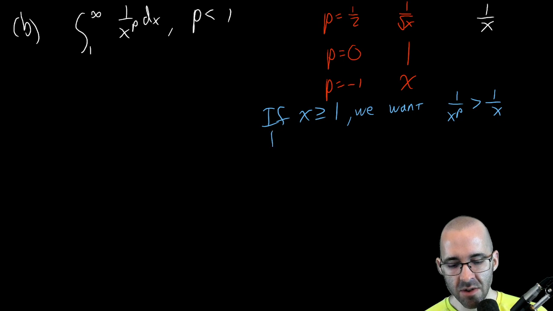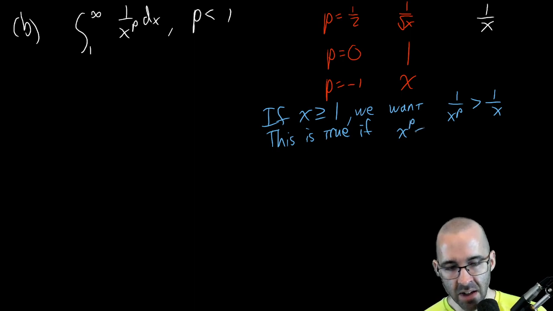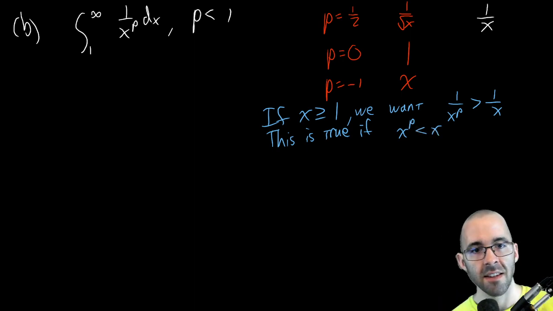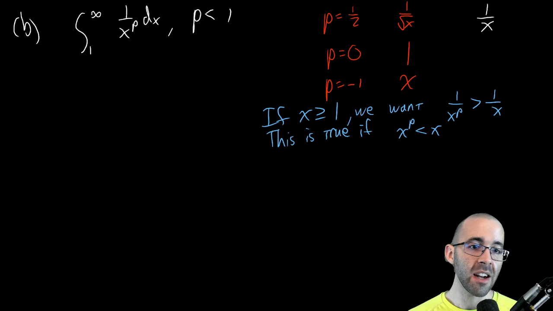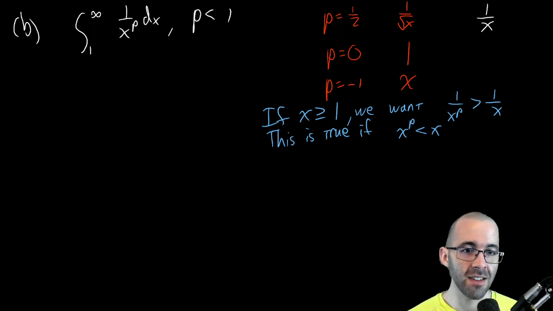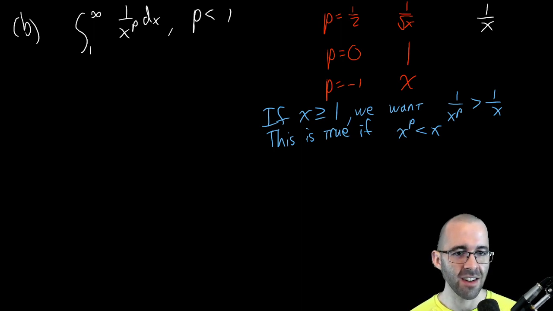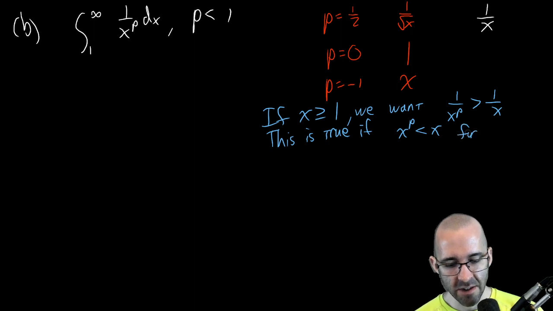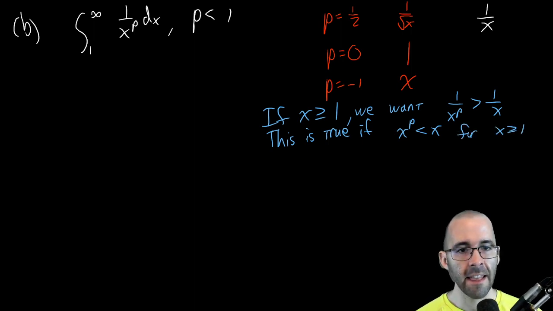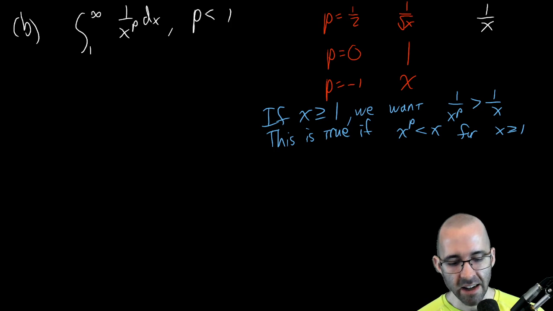But notice this is true if x to the p is smaller than x, right? If the denominator is smaller, the whole fraction's bigger. Now, is this true? This is easier to work with. Again, this is for x at least 1. Well, we can subtract x from both sides. That's true.